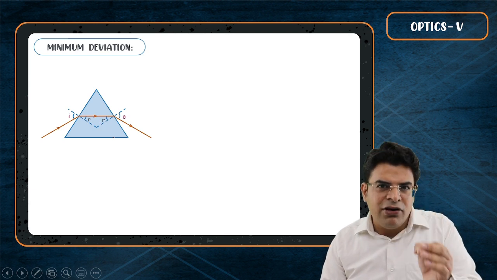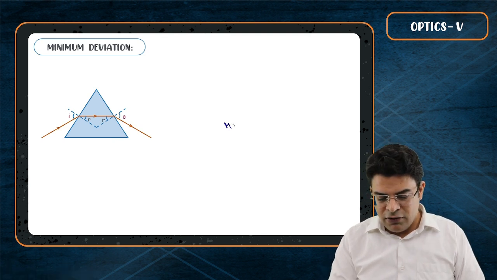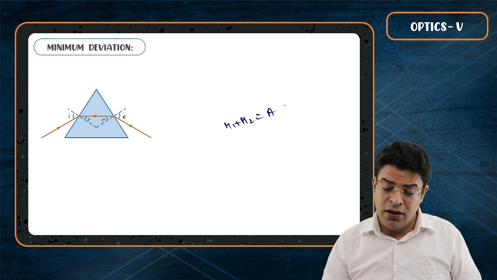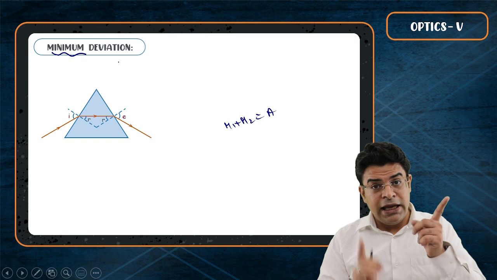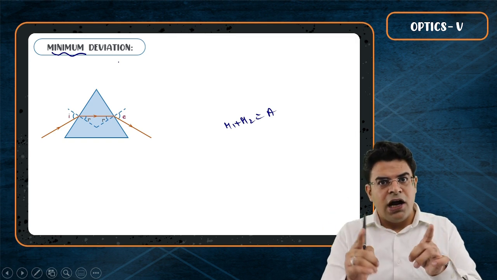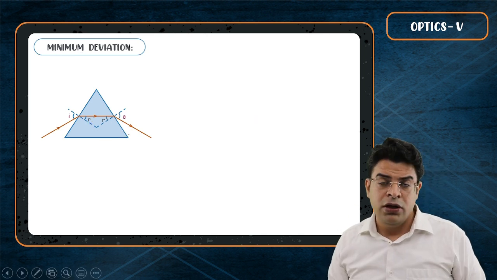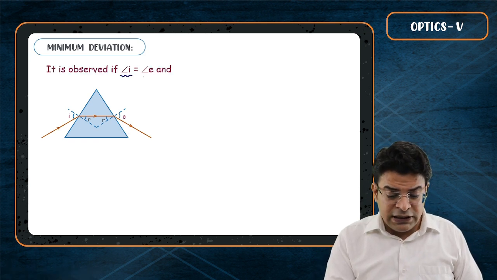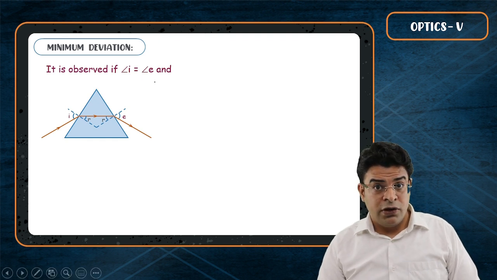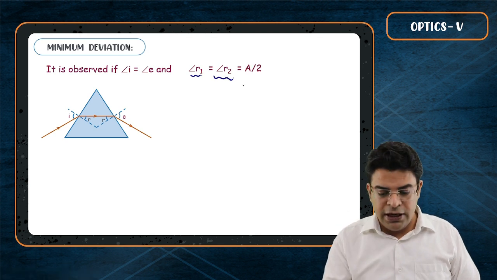If R1 is equal to R2, what will be their value? So sir, we know that R1 plus R2 equals A. And for the case of minimum deviation, I and E are equal. R1 and R2 are equal. So both of them must be equal to A by 2, A by 2, so that their sum becomes equal to A. So remember that for minimum deviation, the angle of incidence should be the same as the angle of emergence, and R1 will be equal to R2, and that will be equal to A by 2.